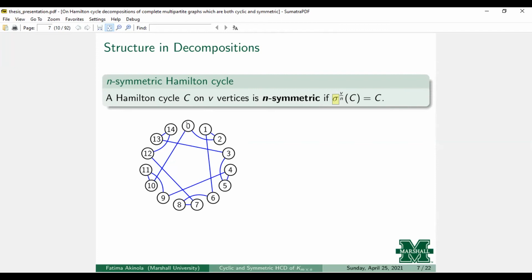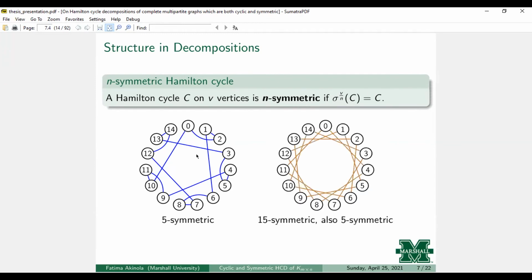So if I do sigma once, I get an edge going from 1 to 3. If I do sigma again, I get an edge going from 2 to 4. If I do sigma a third time, I get an edge going from 3 to 5. So now I'm back to my cycle, and it's also 5 symmetric.